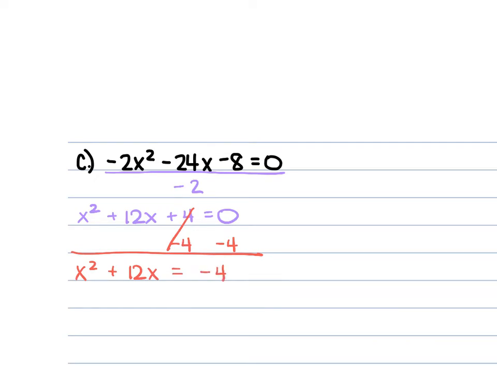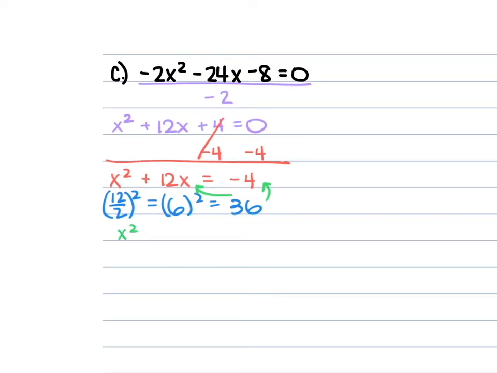Your b is the 12, so that's 12 over 2 squared, which is 6 squared, and that's 36. Add the 36 to both sides of your equal sign. So we're going to have x squared plus 12x plus 36 is equal to negative 4 plus 36. Factor your left side. We're going to have x plus 6 squared. And that right side, add them. Negative 4 plus 36 is 32.